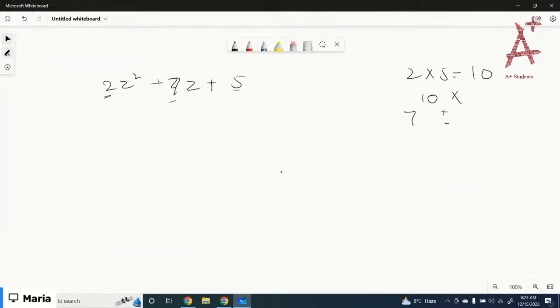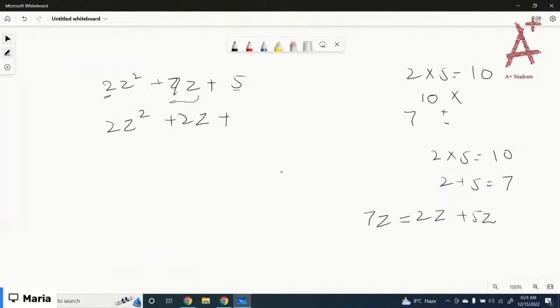It would be 2 times 5 makes 10 and 2 plus 5 makes 7. Got it? So you can break down the 7z as 2z plus 5z. So just replace the 7z with 2z plus 5z. It would be 2z square plus 2z plus 5z plus 5.